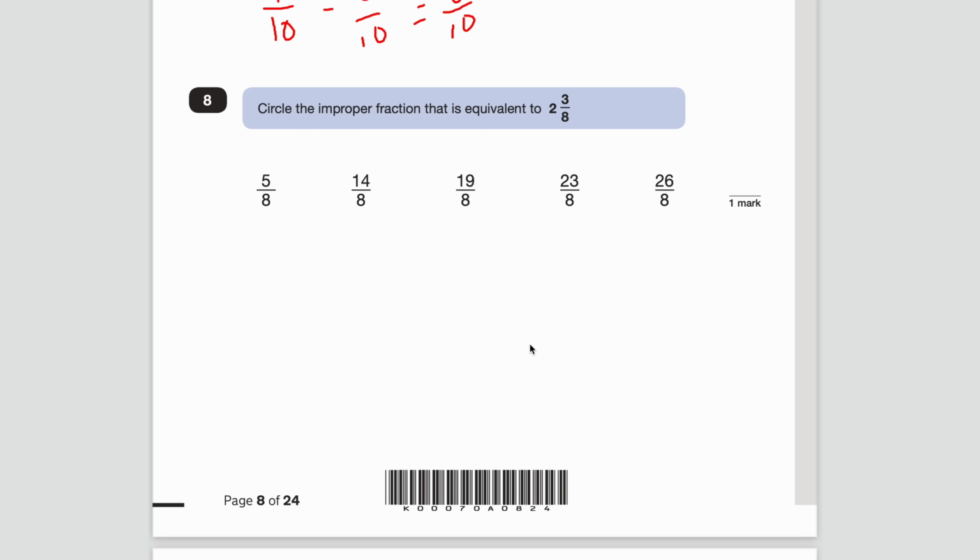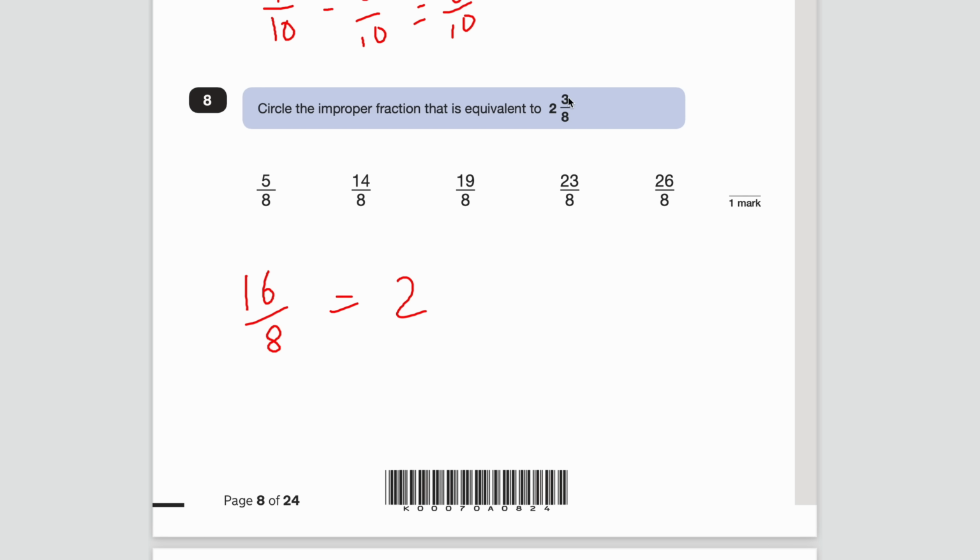Number 8, circle the improper fraction that is equivalent to 2 3/8. The easiest way to do this is to convert this into an improper fraction. So how do we do that? How many eighths are there in 1 whole, for example? Well, we know that there are 8 eighths in 1 whole. So how many eighths are there in 2 wholes? Well, it's 2 lots of 8. So there's 16 eighths. That equals 2. We know that's true. They're exactly the same.